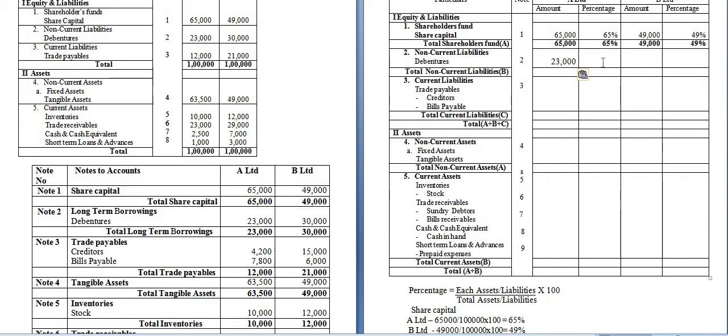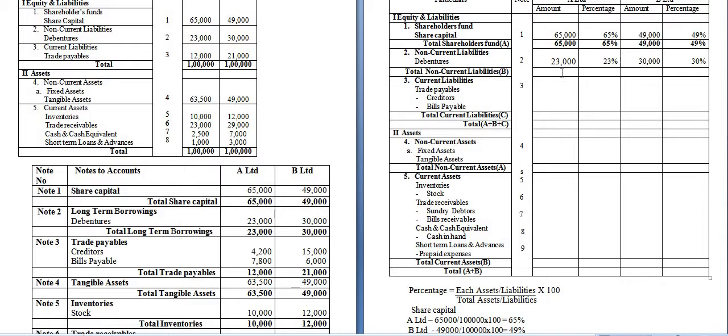Okay. Now percentage. You know the formula. Okay. Now here debentures divided by total of liabilities. Debentures is 23,000 divided by total is 1 lakh. So 23,000 divided by 1 lakh into 100 is equal to 23 percentage. Okay. And B Limited it is 30,000. So 30,000 divided by 1 lakh into 100 is 30 percentage.